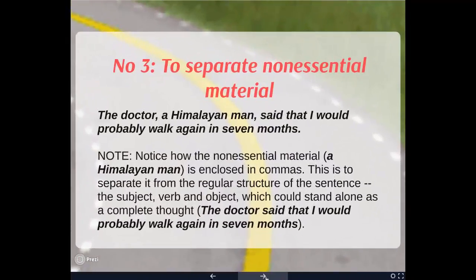Now the actual sentence is the doctor said that I would probably walk again in 7 months. We're merely pausing, like I said, for context. You want to make sure that this contextual information is enclosed on both sides with commas. To make sure that you're doing this right, much like the intro clause, cover up that non-essential material and see if what remains is a serviceable sentence. If so, then you're using your commas correctly.